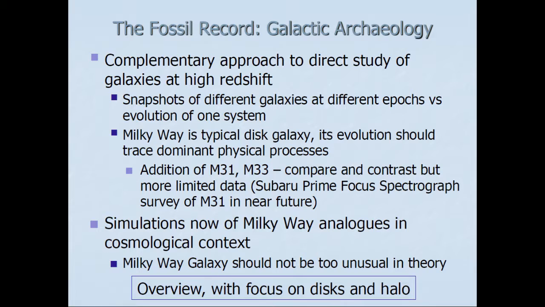About 40% of light in the nearby universe is in disks. In the Local Group, we can also study individual stars in M31, M33, also disk galaxies. We'd like to be able to compare and contrast. Much more limited data on these galaxies now. I'm not going to be discussing them.